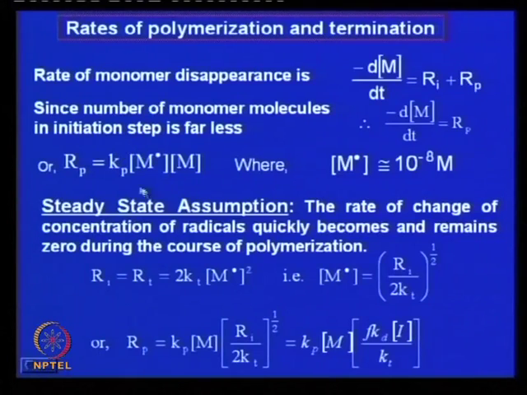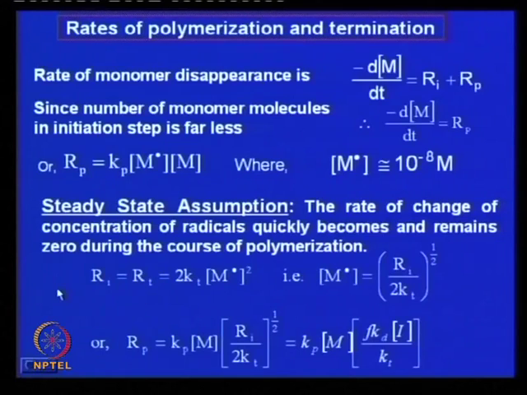Otherwise, one cannot get a polymer chain, one cannot get a polymerization product. In order to evaluate this concentration, a steady state assumption has been made. What is that? That is, the rate of change of concentration of growing chain radicals quickly becomes 0 and remains 0 during the course of polymerization.